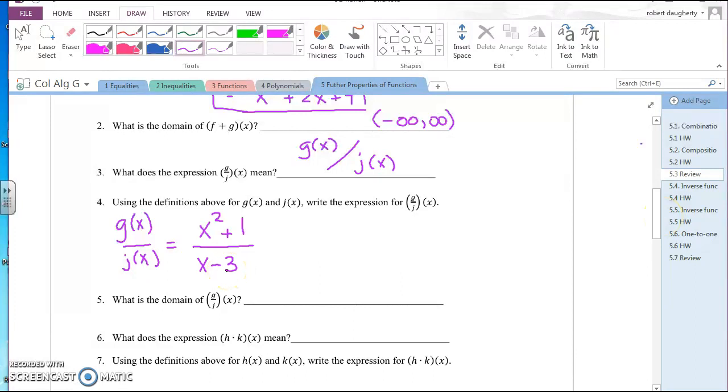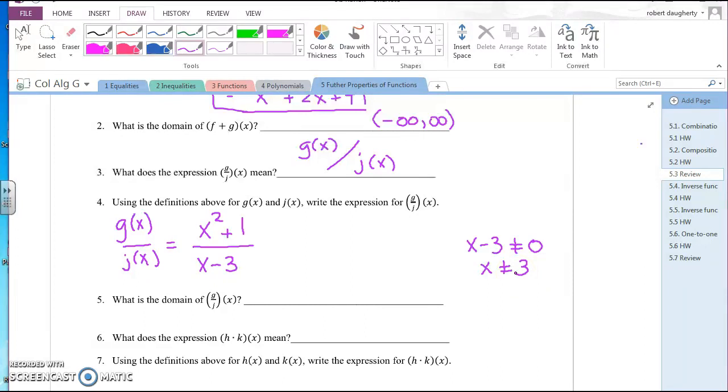So what is the domain of g over j? Well, the two things I look for, square roots and fractions. I see a fraction. When I see a fraction, I know that I cannot divide by 0. So x minus 3 cannot equal 0. So x cannot equal 3. If it cannot equal 3, what can it be? It can be any number except 3.